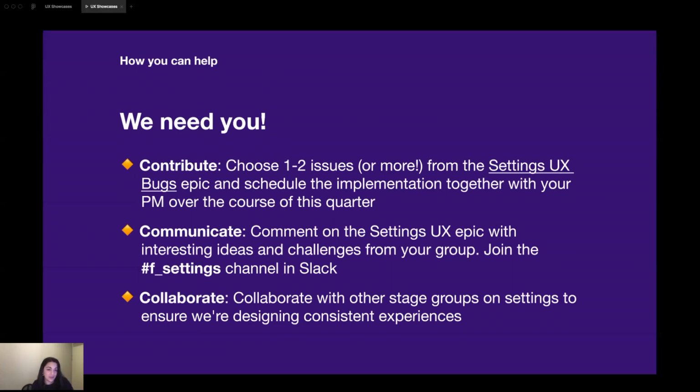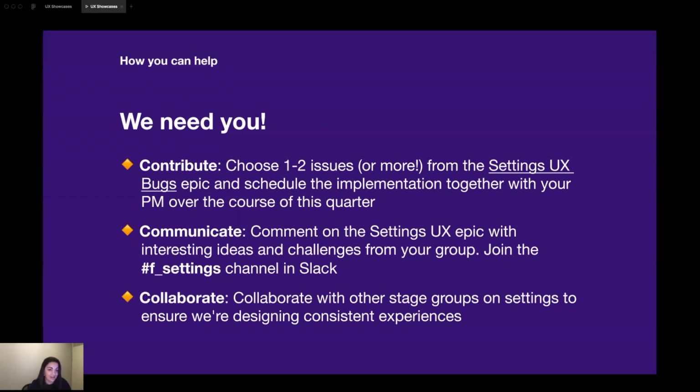So if you would like to contribute, please look into the main settings UX epic and see if one of the issues that are listed there belong to your stage group, or could be tackled in the upcoming milestone. If you're a designer, you can work with your product manager to try to prioritize these issues, and then we can continue the discussion. Also, feel free to drop some of your thoughts and some of your upcoming items in the same epic and join the conversation in the settings Slack channel.